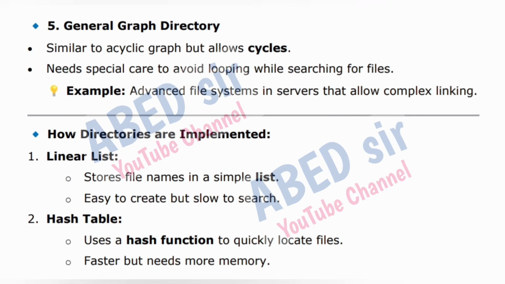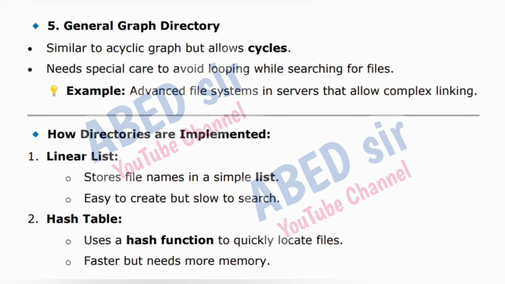5. General graph directory. Similar to acyclic graph but allows cycles. Needs special care to avoid looping while searching for files. Example, advanced file systems in servers that allow complex linking.